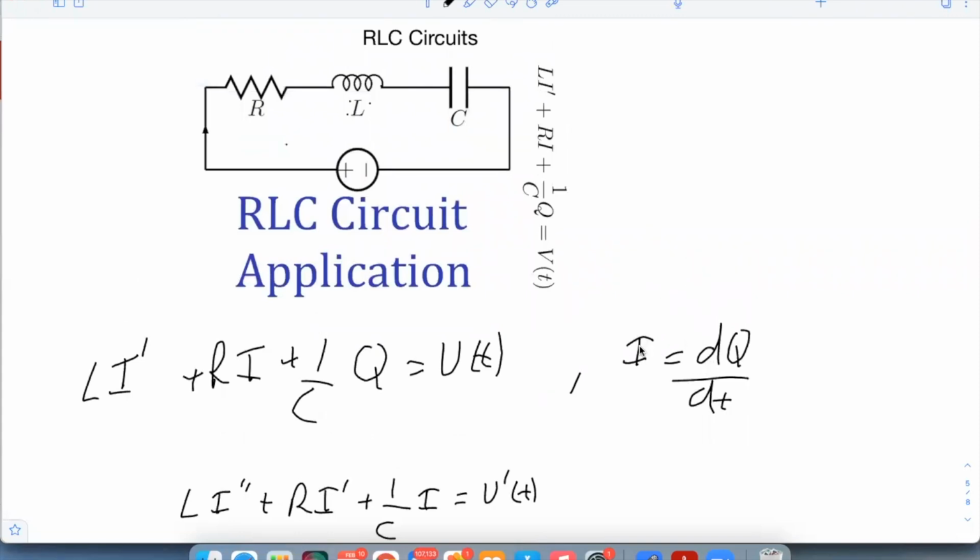And I, current, it's just the derivative of charge. It's how much charge flows per unit time. That's literally the definition of current.